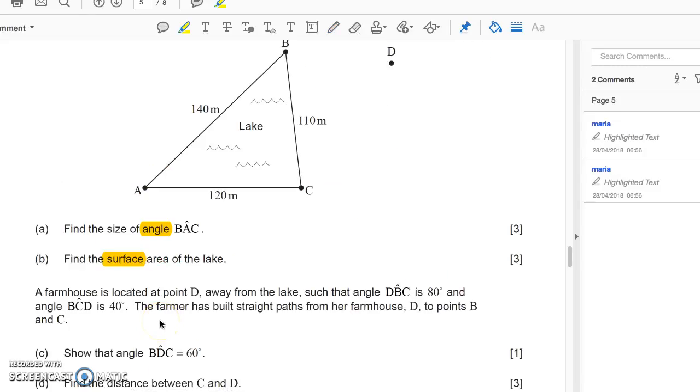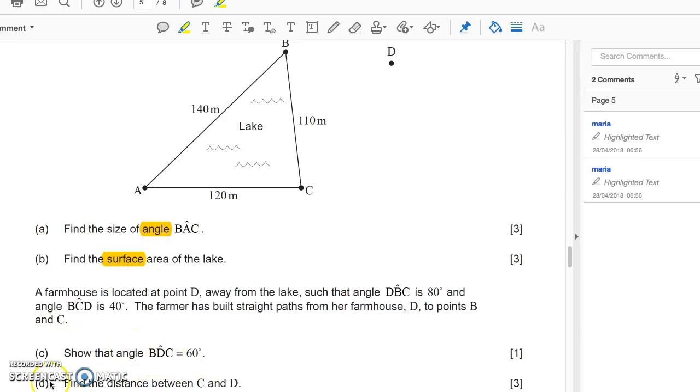Next question. The farmhouse is located at point D, an extra point away from the lake, such that the angle DBC is 80, and the angle BCD is 40. The farmer has built a straight path from her farmhouse D to points B and C. Show that angle BDC is 60.